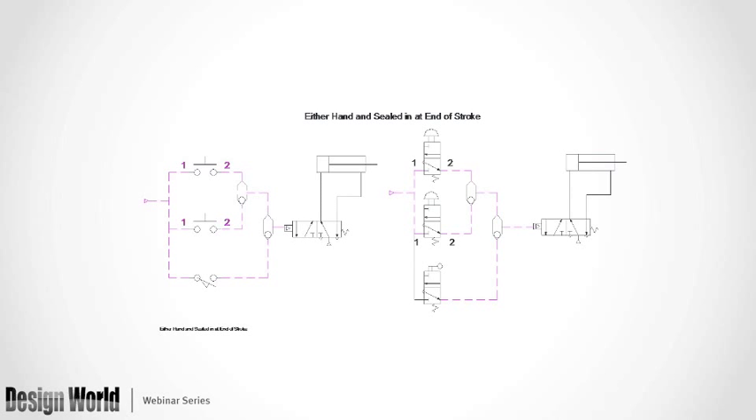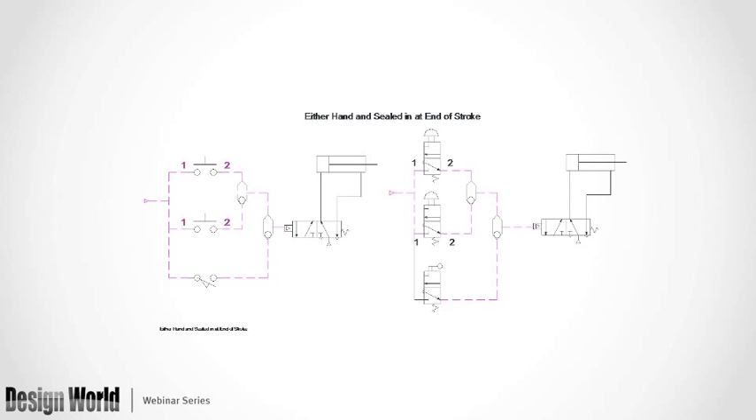Now this one, we're going to do a sealed end, so we can operate it from either hand and then seal it in at the end. Now, this is not a two-hand safety circuit. This is where I want to be able to make a cylinder move from one of two locations and not have to hold the button. So again, in electricity, this is like a latching circuit on a holding relay. We push the button and the relay locks on.